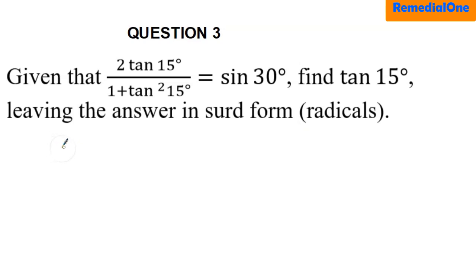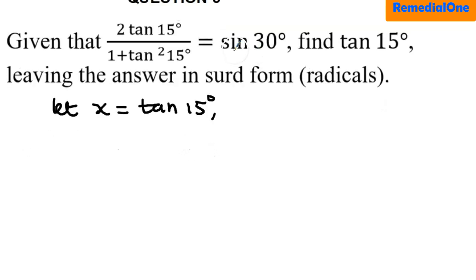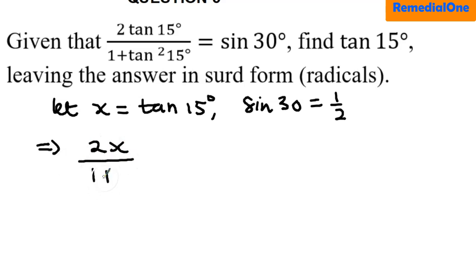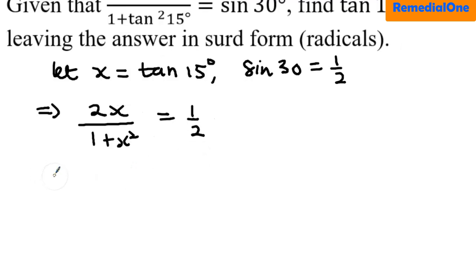Now, to start with, let x be equal to tan 15 degrees. And then tan 30 degrees is half. So this implies that 2x over 1 plus x squared is equal to 1 on 2. We want to find x.